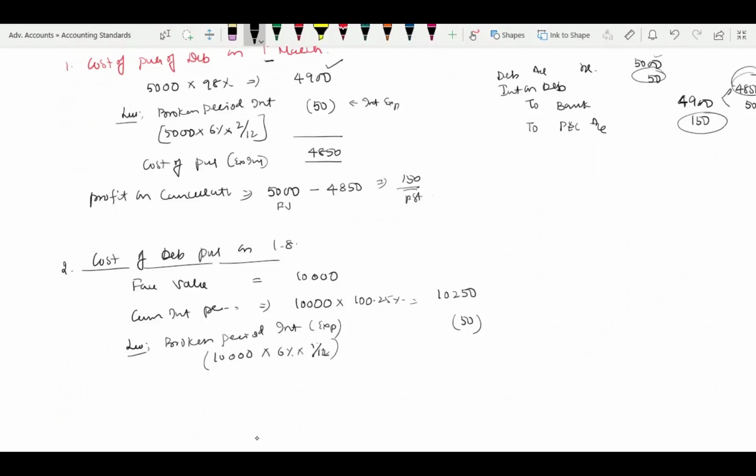So therefore, if you deduct broken period interest from 10,025, 10,025 minus 50 amounts to 9,975. This is the cost. Correct?